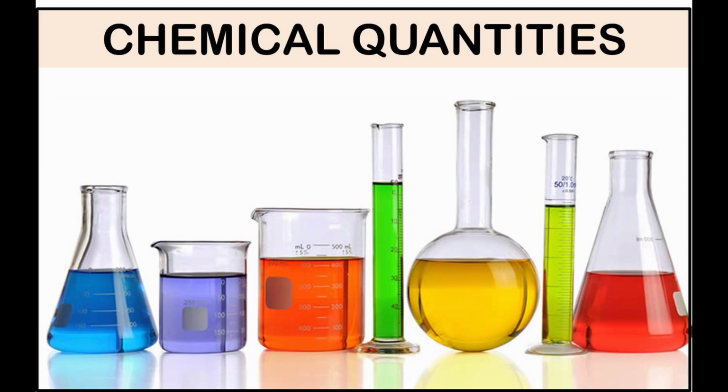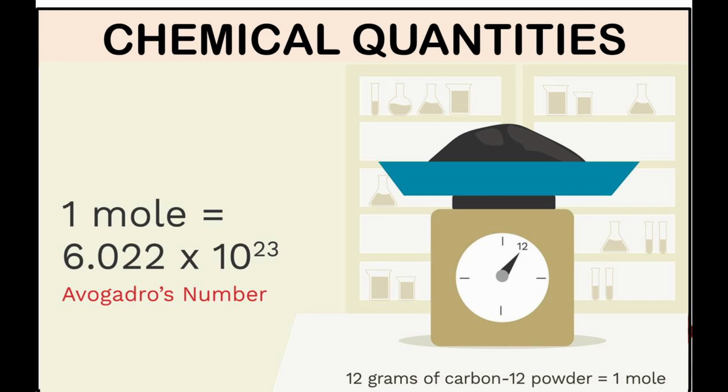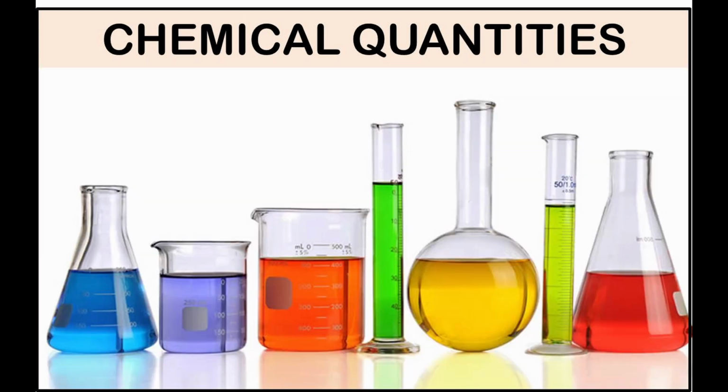In this chapter, the topic of chemical quantities will be discussed. We will explain why the mole is an important measurement in chemistry. We will also show how a molecular formula of a compound can be determined.